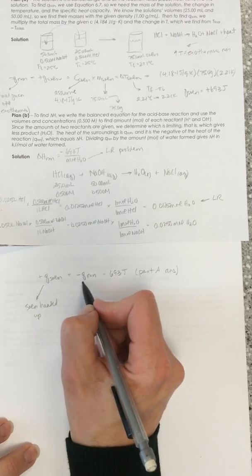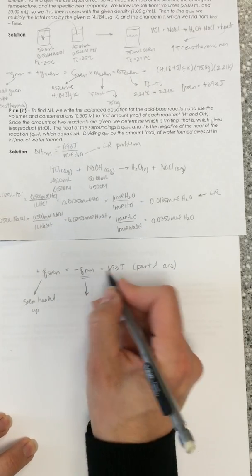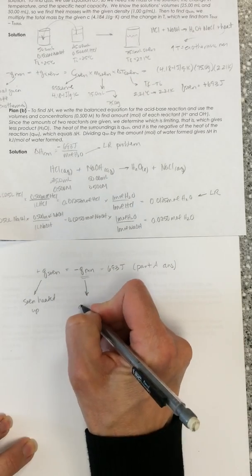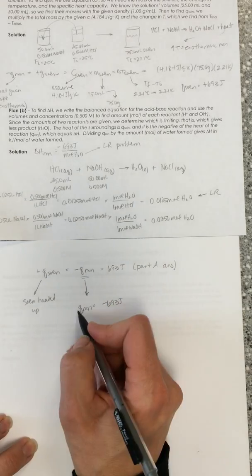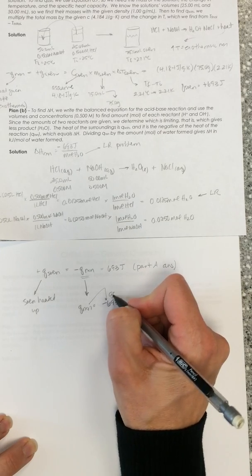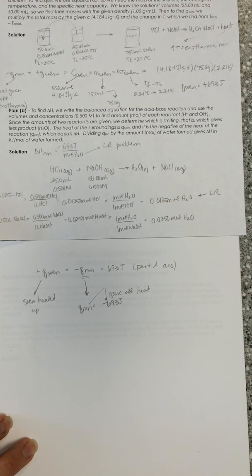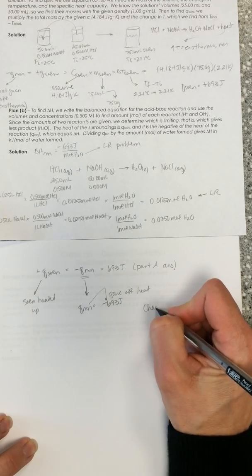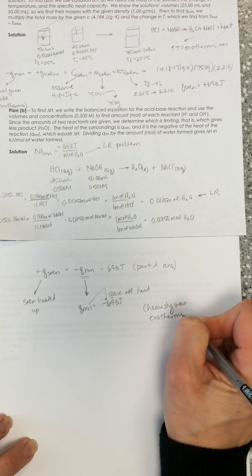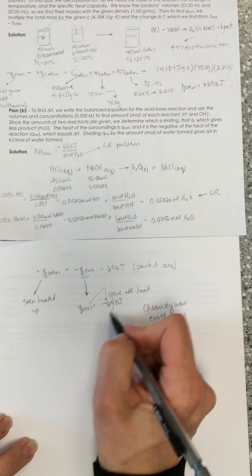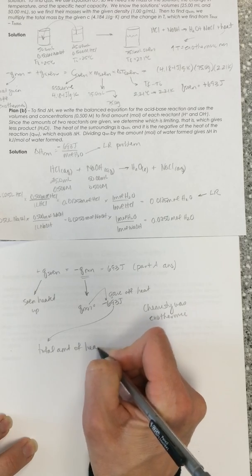What we want to do now is work with Q reaction. So hopefully the algebra makes sense. If minus Q reaction is positive 693, Q reaction equals minus 693 joules, right? This means that our reaction gave off heat. Negative Q means gave off heat. So our reaction gave off heat, and we knew that. We knew that this chemistry was exothermic. Okay, so the idea is this is the total amount of heat given off.